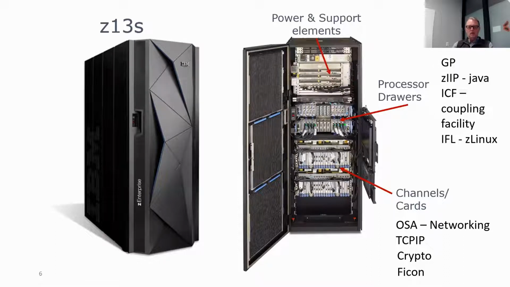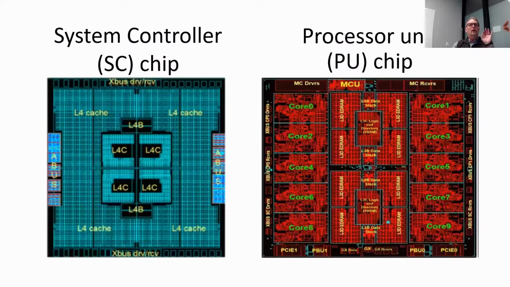So let me talk a little bit more about the processors. There are two processors that are the heart of the mainframe. There's a system controller, this SC chip, and a processor unit chip. So all of those general processor, IFL, ICF, all of those types of engines all run on this red side, the processor unit chip. And how that works is those processor units are controlled by a system controller chip in a drawer.